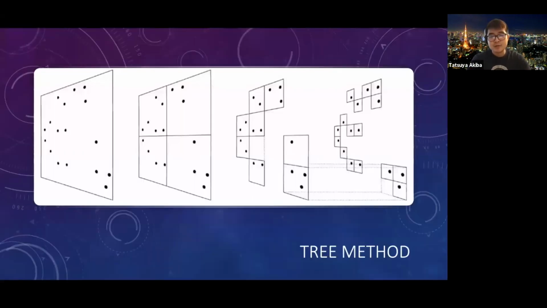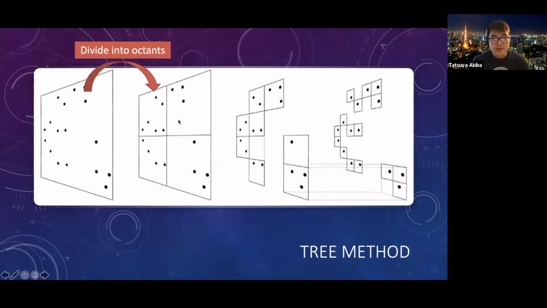Okay, so the first simplification that's often used is what's called the tree method, which is a very clever way of simplifying the problem. This is a 2D schematic of what the tree method looks like. But in 3D, of course, we're going to be dividing the space into octants rather than quadrants. But let me back up.